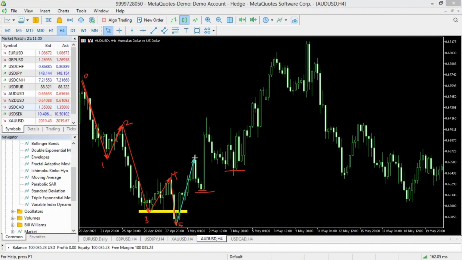High, because it took out, it broke. 4 is a resistance, 2 is a resistance, 1 is support, 3 is support. Support is a zone where we buy, resistance is a zone where we sell. Resistance is also called supply, while support is also called demand zone. And they are all zones, not lines. It's wrong if you come and just draw it with this.